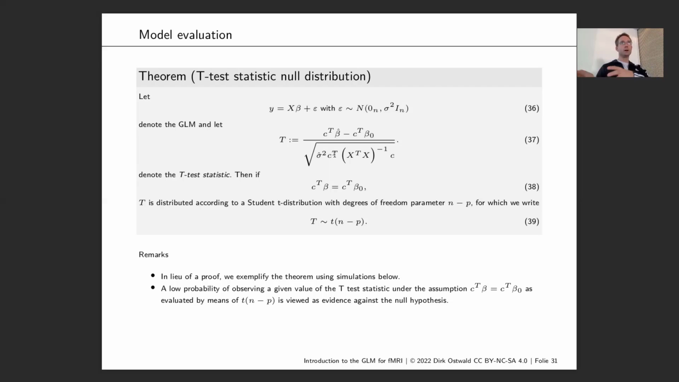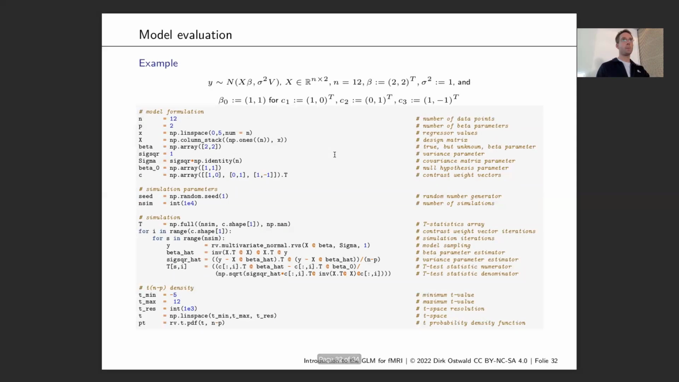How we use it in fMRI is very similar, and we will see that tomorrow. So if we say beta 1 and beta 2 are different, then we pick them as 1 and -1 and the rest is 0, for example if there are more beta parameters.